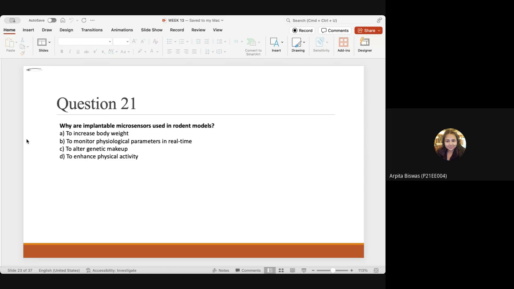Then question number 21. Why are implantable microsensors used in rodent models? First, to increase the body weight. Second, to monitor physiological parameters in real time. And option C is to alter genetic makeup. And option D is to ensure physical activity. Okay, try to solve this question. I'm coming back in 1 minute.